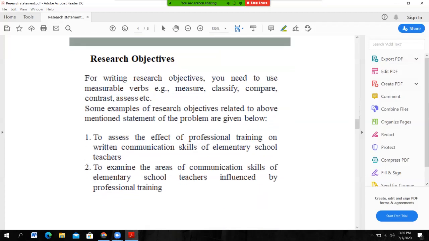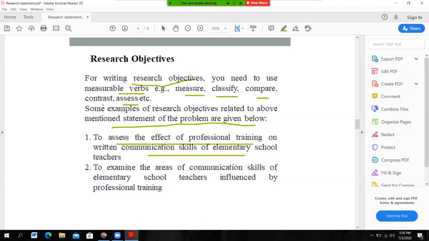And for writing research objectives, the researcher must always use verbs like measure, classify, compare, contrast, assess. So research objectives will start from these terms. Some examples of the research objective related to the above mentioned statement of the problem are given below. To assess the effect of professional training on written communication skill of elementary school teacher.